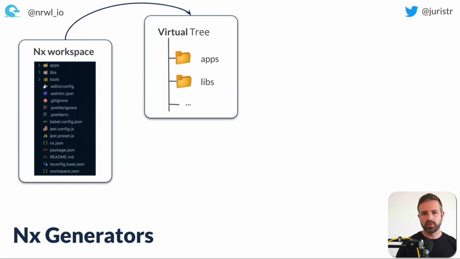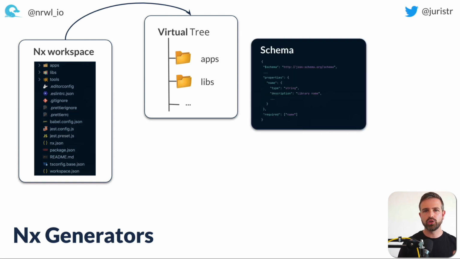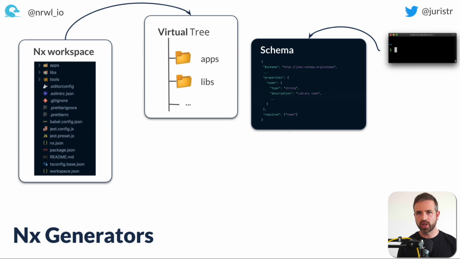Then, on the other side of the virtual tree, we have the schema, which is something you define as the author of a generator. There you define the metadata: what the properties are, which ones are required, what the data types are, and so on. Whenever someone invokes the generator, NX already validates the arguments passed to the generator against that schema, so you don't have to take care of all that.